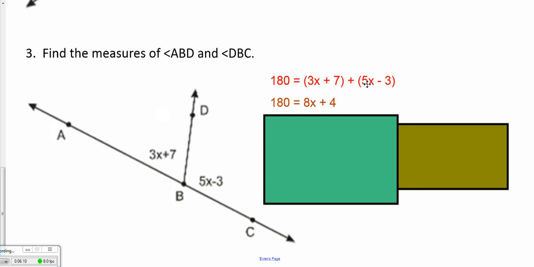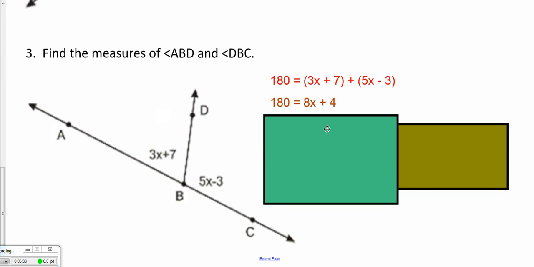3x plus 5x equals 8x. Positive 7 plus negative 3, or a minus 3, comes out to a positive 4, a plus 4. So again, we have to use our properties of algebra to combine these two pieces. This whole angle, you see it right here. This whole angle, you see it right here. We added those together and made it this.